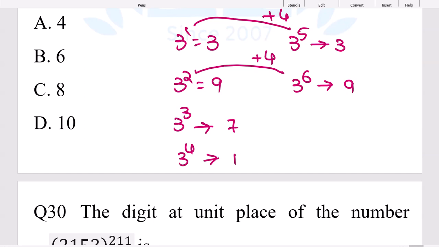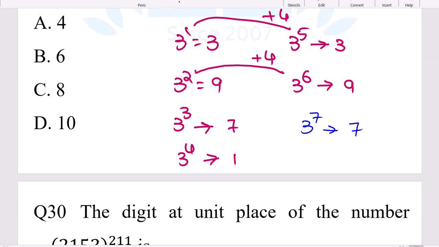You know 3 power 7? Sir, I don't know the value of 3 power 7. Cool. I don't know 3 power 5, sir. If you know 3 power 4, then 3 power 5 is 3 power 4 into 3. 3 power 4 is ending with 1, and 1 into 3 is 3. 3 power 7 is 9 into 3, 27, so 7. Now you know 3 power 7 is 7.